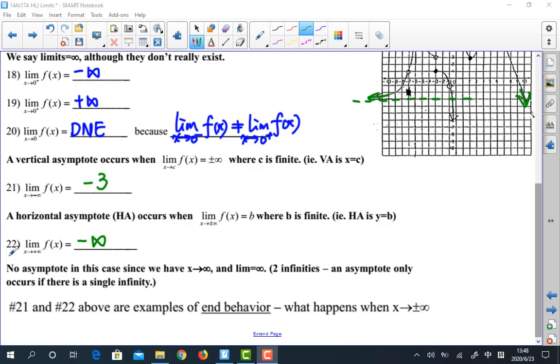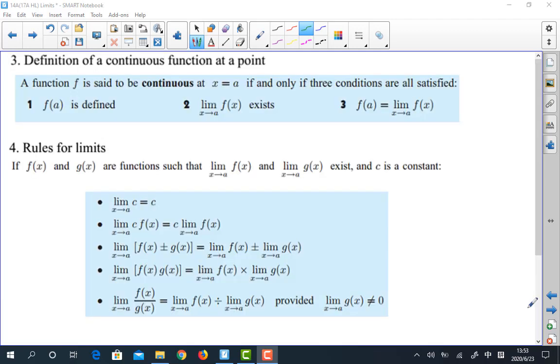Questions number 21 and 22 also show you guys the end behaviors. End behaviors are the trends of the graph when x approaches positive infinity and negative infinity respectively. I used the above example to show you guys three different types of discontinuity. Any discontinuity means the graph is broken at this x value.